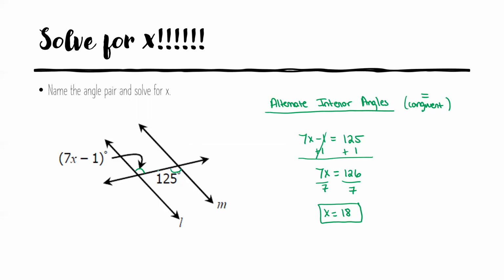And I can always double check my answer, because if this angle here was 125, this one should also be 125. So let's go ahead and substitute in the x to double check our answer. So 7 times, I know that x is 18, minus 1. 7 times 18, that gives me 126 minus 1, that equals 125. So this right here is 125 degrees, exactly, they should be the same. So at least for sure, my answer is correct.